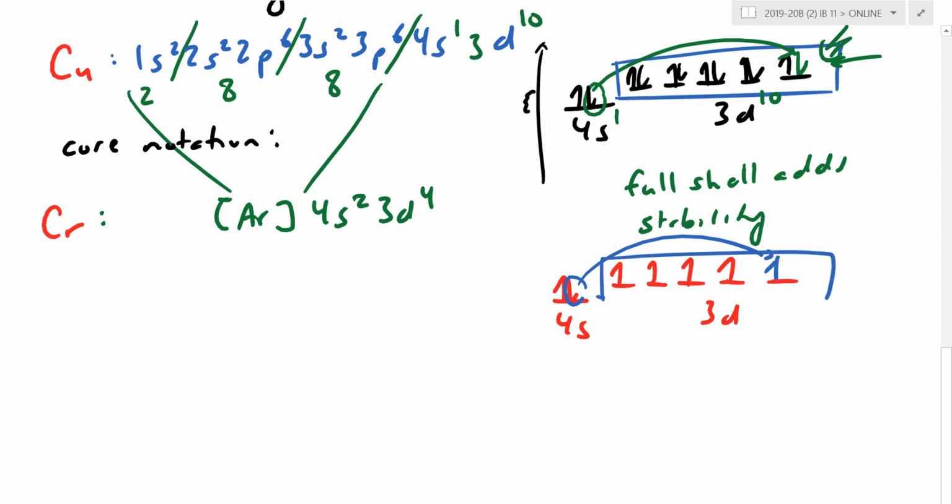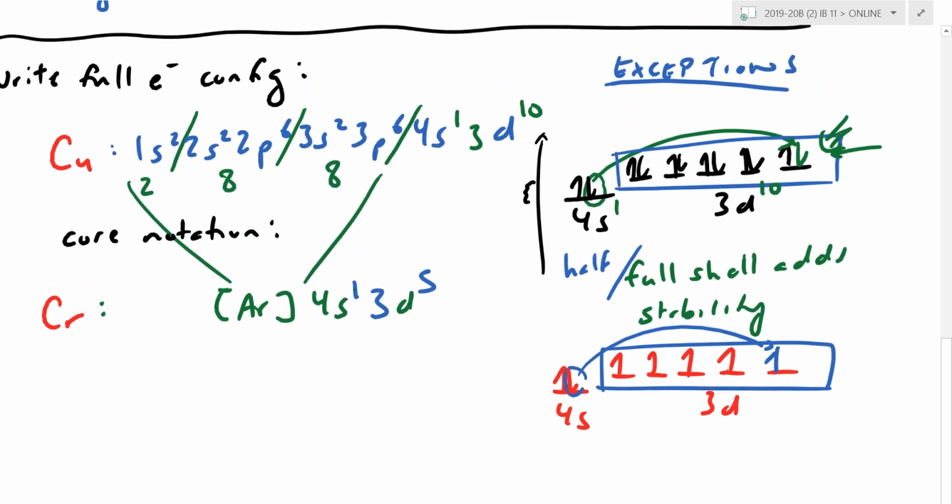So in this case, full shells add stability. Even for chromium, a half-filled shell adds stability. Whenever you see these two elements, be really careful. Although we would have said 4s2, 3d4, we're actually going to write it 4s1, 3d5. That's just plain old copper and plain old chromium as an exception. As we step over to charges very shortly, we're going to start off with this and then do the rules for charges. So these are the two exceptions.